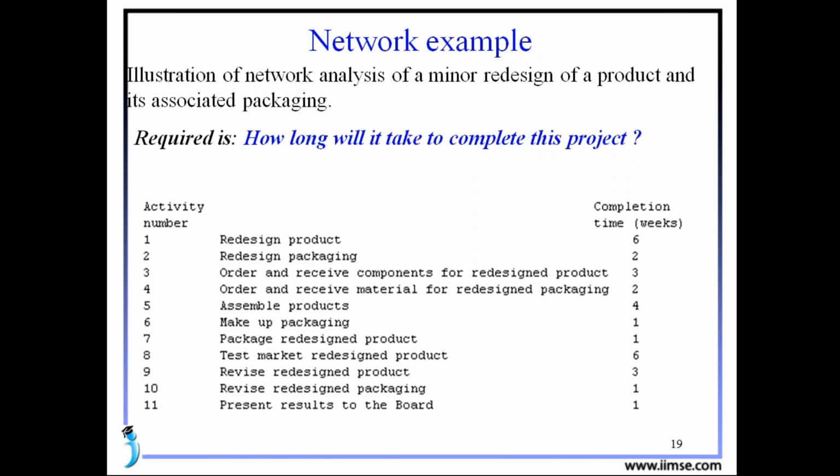Here they gave some activity numbers 1 to 11. They give the names. What is 1? 1 is a redesign product, 2 is a redesign packaging, 3rd is a order and receive components for redesigning product, etc. Then later right side he gave completion time in weeks. That means to complete our first work, redesign product, it will take 6 weeks. The second activity is 2 weeks. Like that here give for each activity the duration.